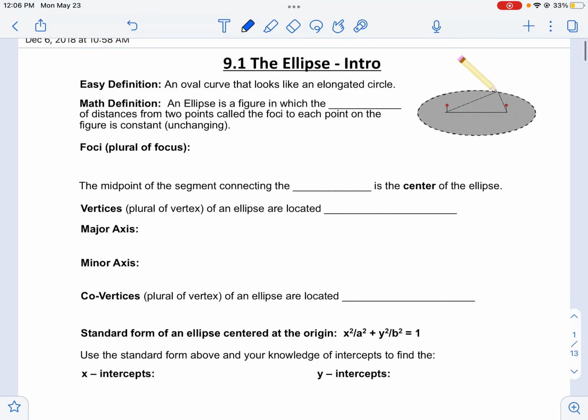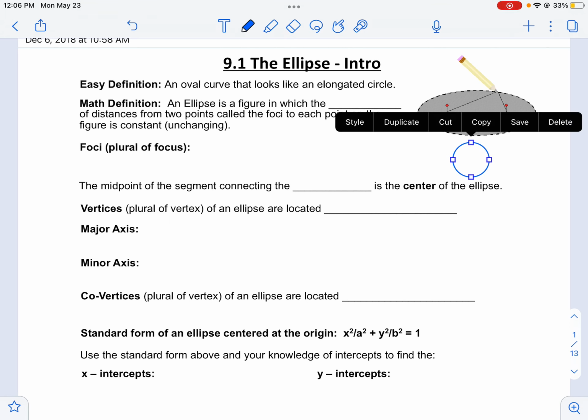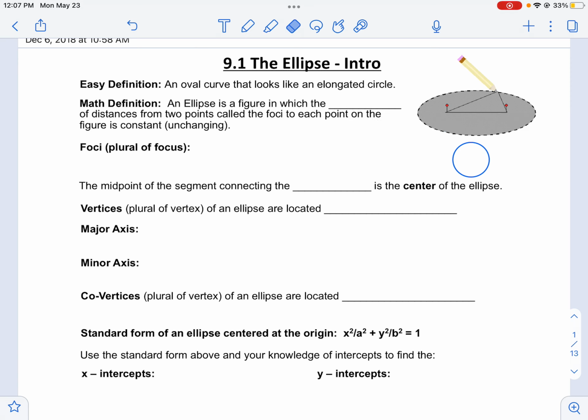All right, welcome to the ellipse. First, interesting shape. What you've got to think about the ellipse is that it's basically a circle that's stretched out in one of the directions. Now, we're not going to do sideways diagonal ellipses, just horizontal ellipses and vertical ellipses.